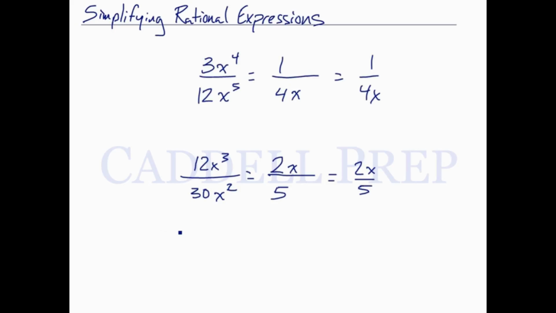Let's look at one more. So here, think of a number that goes into both of these. 6 does. So 24 divided by 6 is 4. 30 divided by 6 is 5. Then let's subtract these exponents. 5 minus 2 is 3. And the exponent in the numerator is greater, so therefore it will remain in the numerator. So we have 4x cubed over 5.